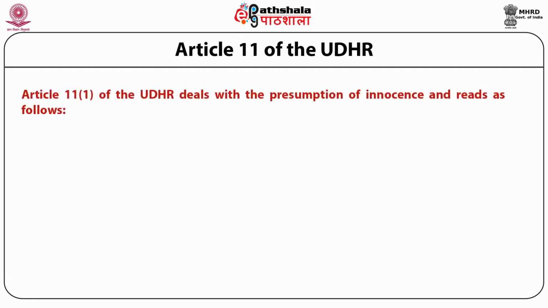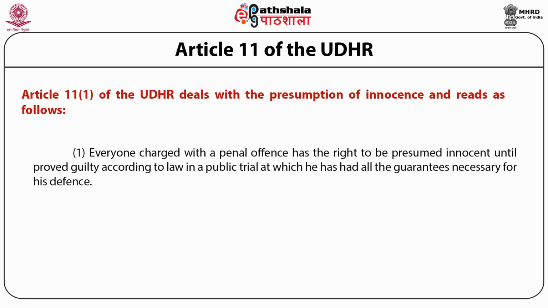Now we come to Article 11 of the UDHR. Article 11 deals with the presumption of innocence, a cardinal principle of the right to fair trial. Article 11 reads as follows. Everyone charged with a penal offense has the right to be presumed innocent until proved guilty. What that essentially means is that the burden is on the state to prove that you're guilty of the crime. The state cannot arrest you tomorrow and say, well, you are presumed guilty. We think you're guilty. Now prove your innocence. The burden is always on the state to prove guilt according to law.